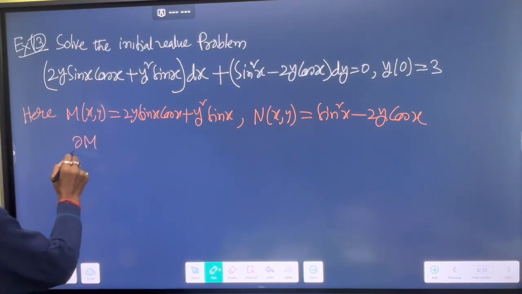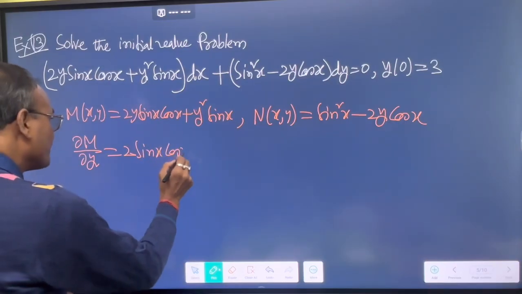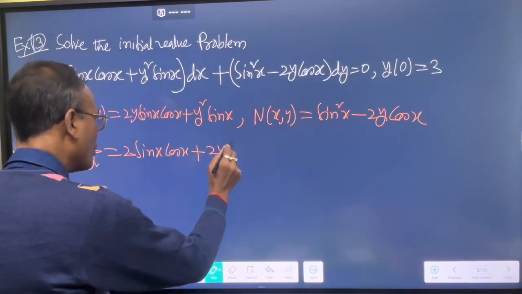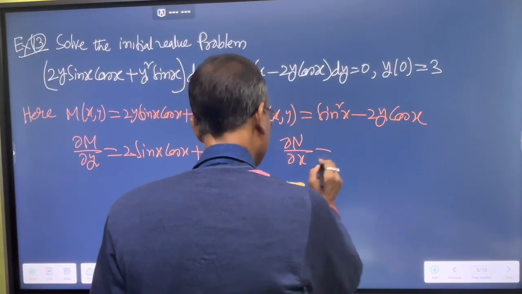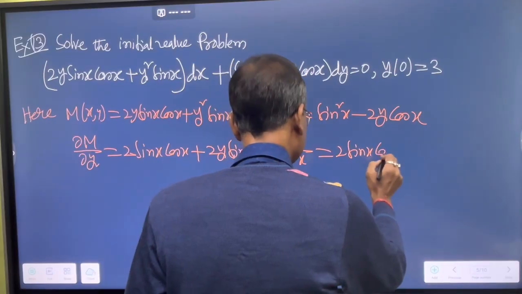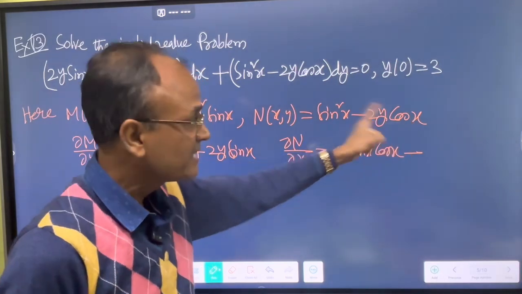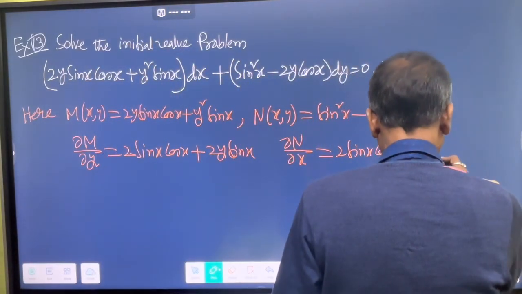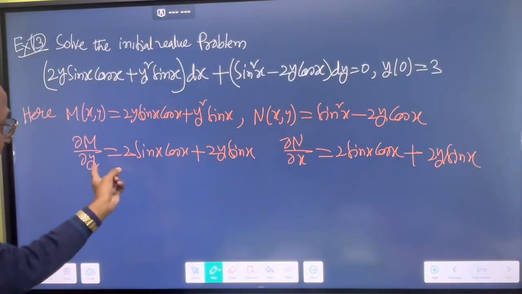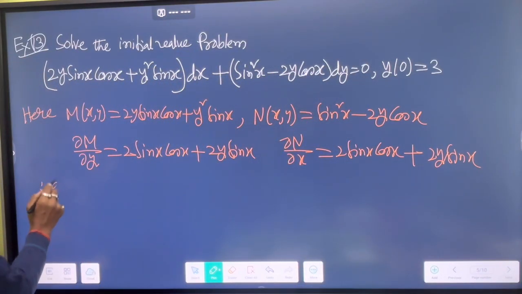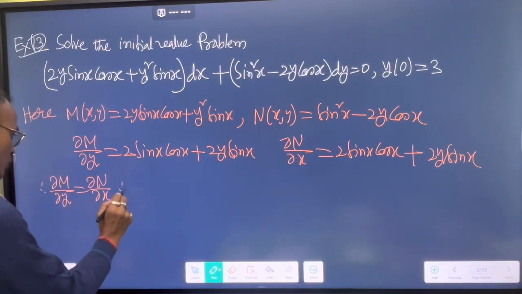∂M/∂y equal to 2 sin x cos x plus 2y sin x. ∂N/∂x equal to 2 sin x into cos x. What is the differentiation of cos x? Minus sin x. It will be plus 2y sin x. You see here both are equal. Therefore ∂M/∂y equal to ∂N/∂x. Therefore 1 is exact.